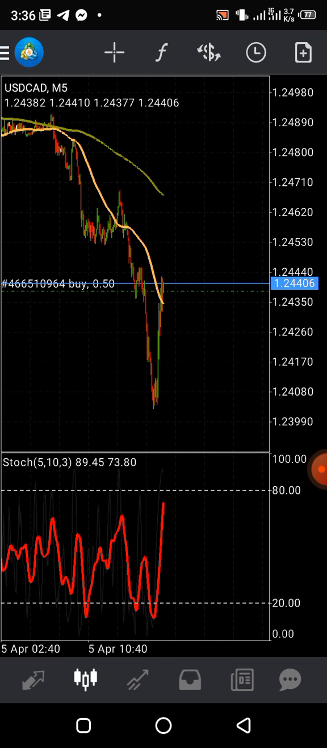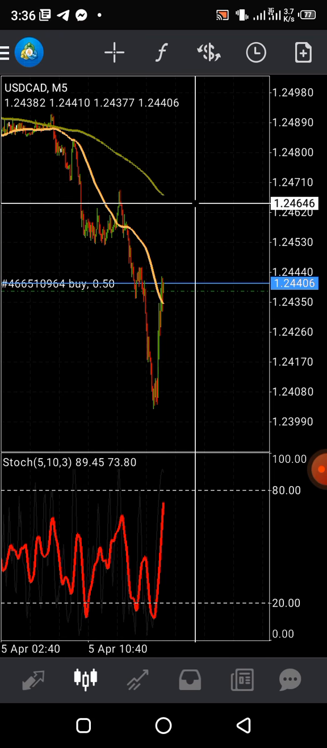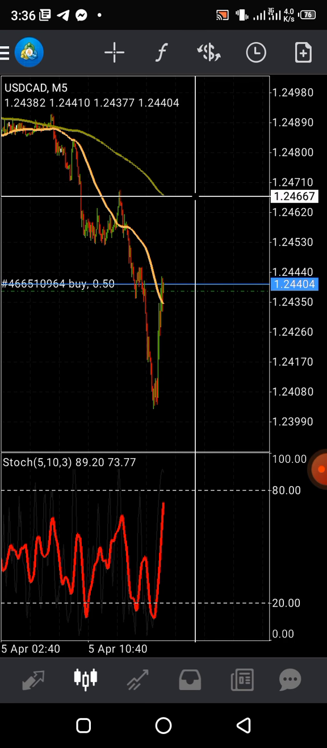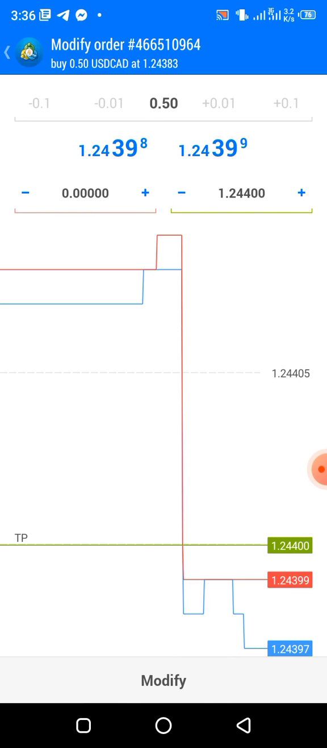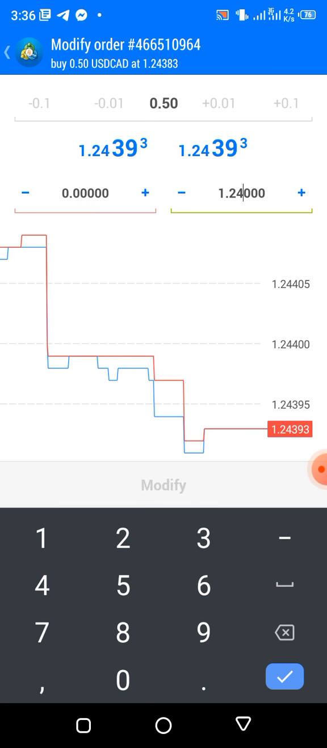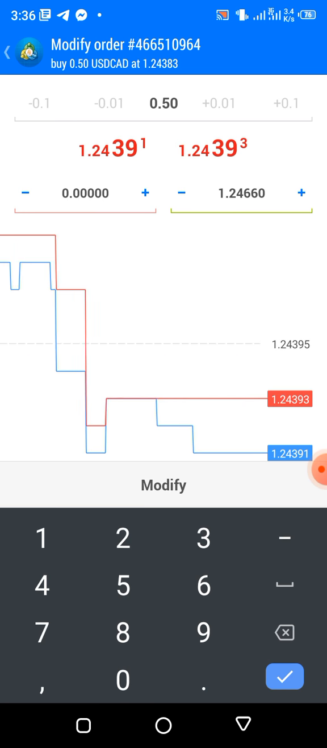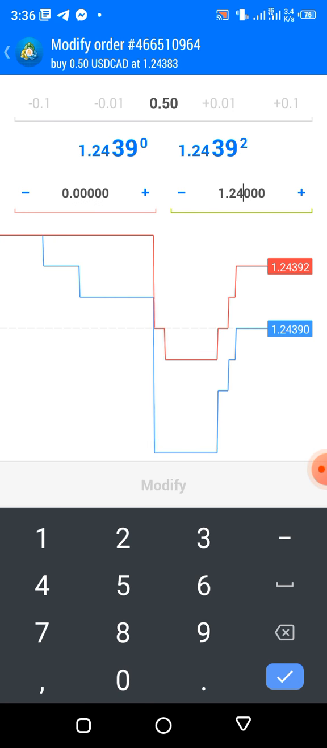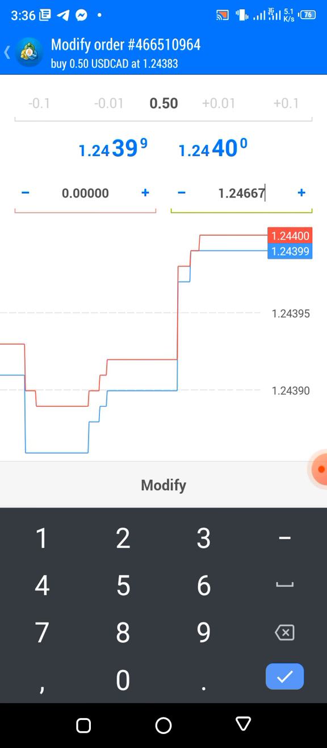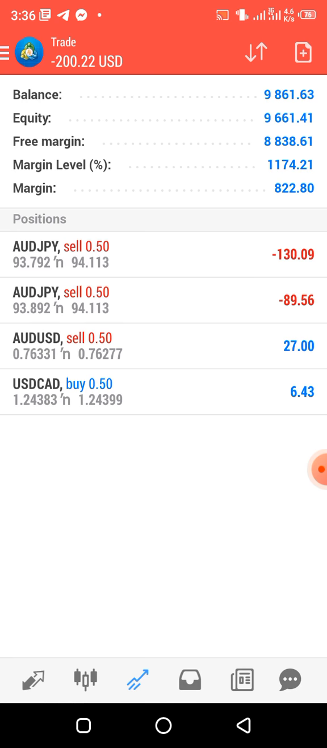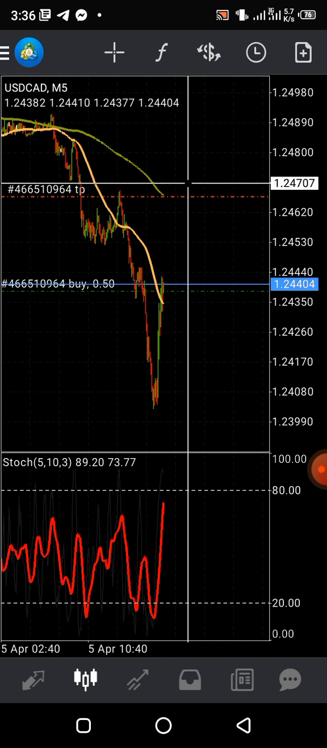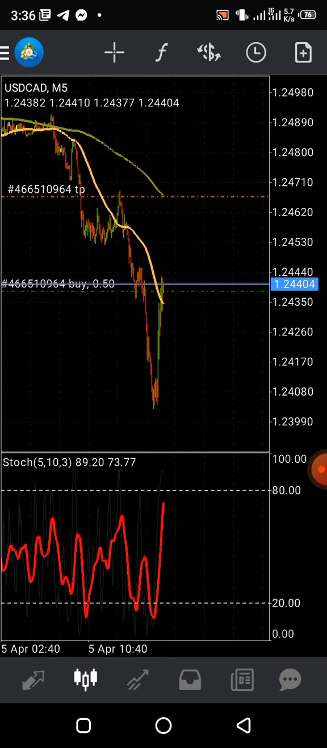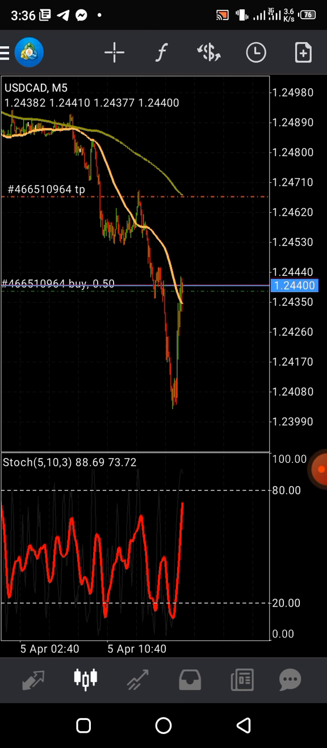That should be modified. Let me take it again. I hope I didn't make a mistake. I take profit at 1.24670. Okay, 1.24667. So I modify that order to be a take profit. So this is going to be a take profit. As price keeps going higher and higher into this level, it's going to take me into profit and close the trade for me.